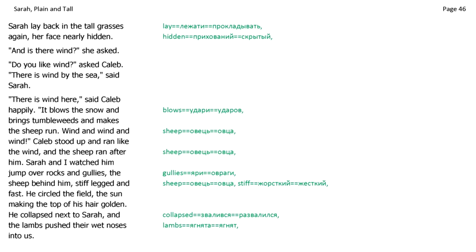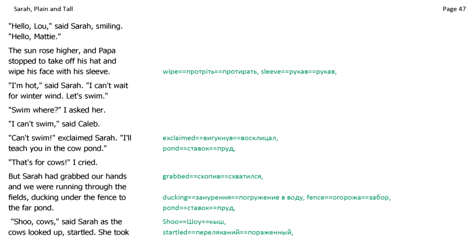Sara and I watched him jump over rocks and gullies, the sheep behind him, stiff-legged and fast. He circled the field, the sun making the top of his hair golden. He collapsed next to Sara, and the lambs pushed their wet noses into us. "Hello, Lou," said Sara, smiling. "Hello, Mattie." The sun rose higher, and Papa stopped to take off his hat and wipe his face with his sleeve. "I'm hot," said Sara. "I can't wait for winter wind. Let's swim." "Swim where?" I asked her.